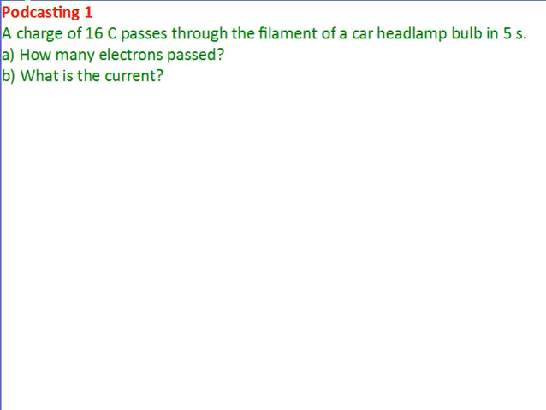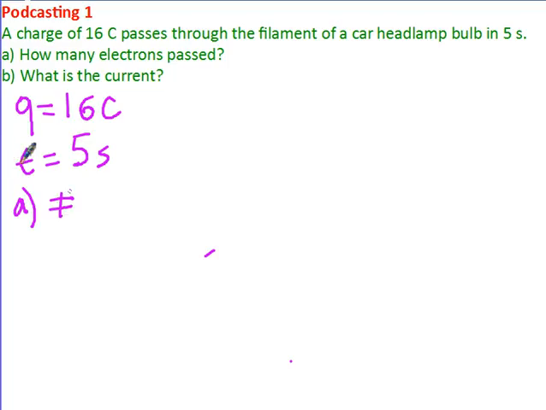Now, a current of 16 coulombs passes through the filament of a car headlamp bulb in 5 seconds. How many electrons passed and what is the current? Now, let's do the how many electrons passed first. Now, we know that the current is the charge, indeed the charge is 16 coulombs, and the time it took to pass is 5 seconds. Question A is asking the number of electrons, and question B is asking the current.